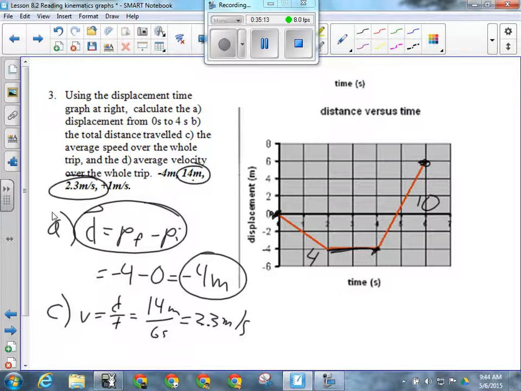And that takes 6 seconds. Well, 6 over 6 is 1. So total displacement over total time, we get 1 meter per second, and that has to be positive because it is in a forward direction. All right, questions on that one? All right, keep going then.